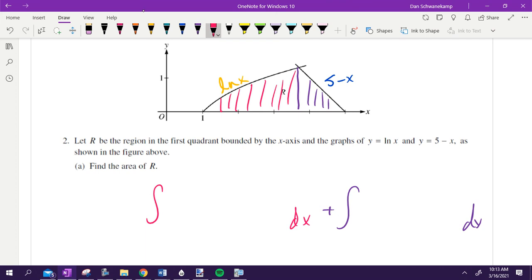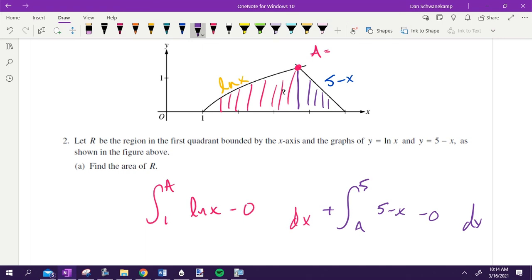That first one, we're going from 1 to a. You need to figure out what a is and write it down. You can't just say a without a number. It's 3.63 something. Good. Okay, I'm going top to bottom. So top to bottom here would be easy. It's just natural log of x minus 0. That is that one. Plus my second integral. Now my second integral, I'm going from a to 5. And I'm going top to bottom. So it'd be 5 minus x minus 0. Those are my 2 integrals that I would need to set up.